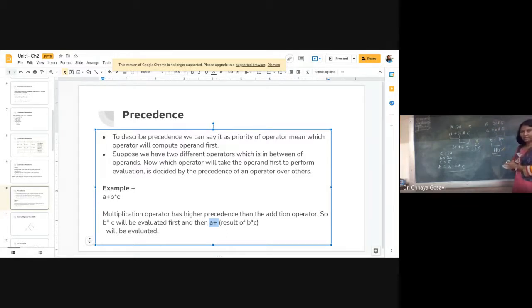When we design a language, we have to give precedence. Multiplication has the highest precedence. So it should carry out multiplication first and then addition, and this result is the correct one. This is called precedence.